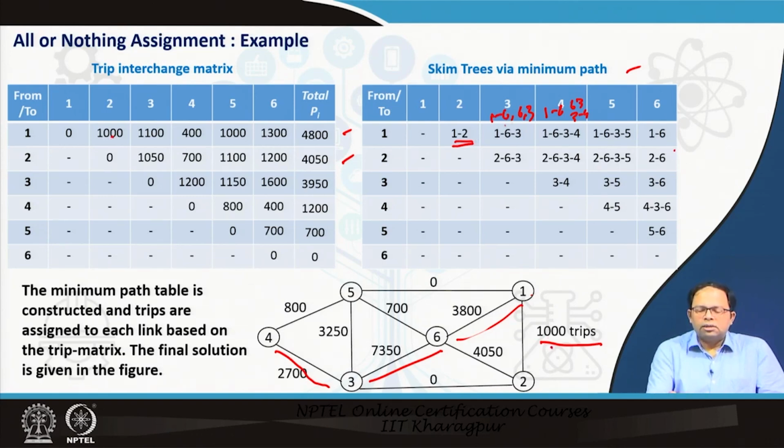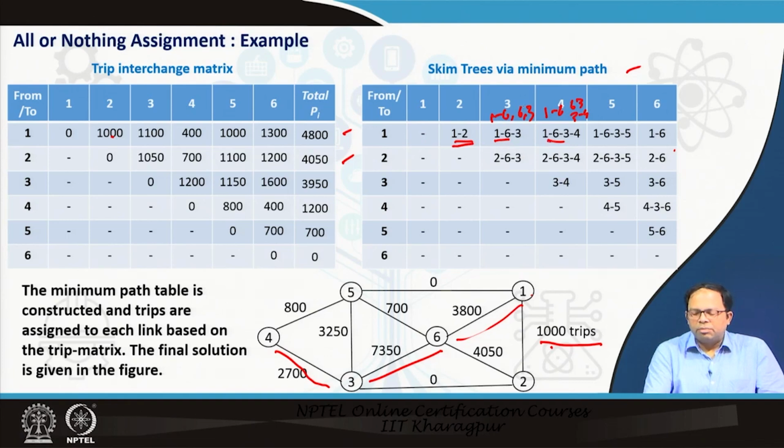Now let us look at 1 to 3, which means we have a shortest path which is 1, 6, 3. So 1 to 6 and 6 to 3 are the two links. So let's look at 1 to 6. 1 to 6 appears over here, 1 to 6 appears over in 1, this is from 1 to 3.